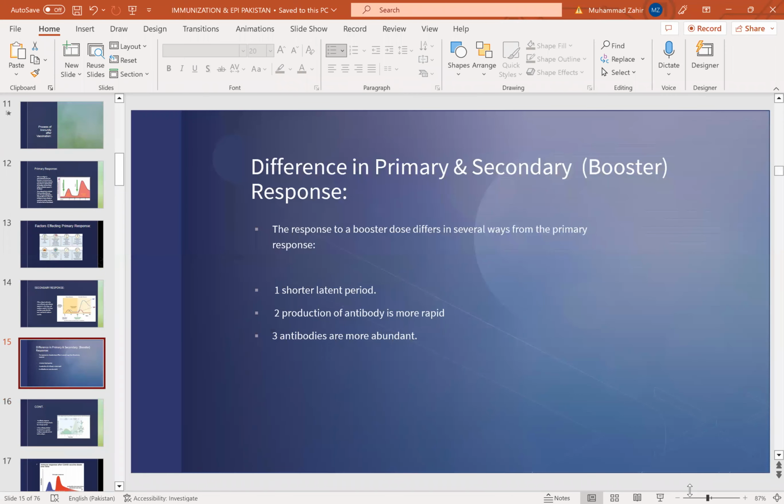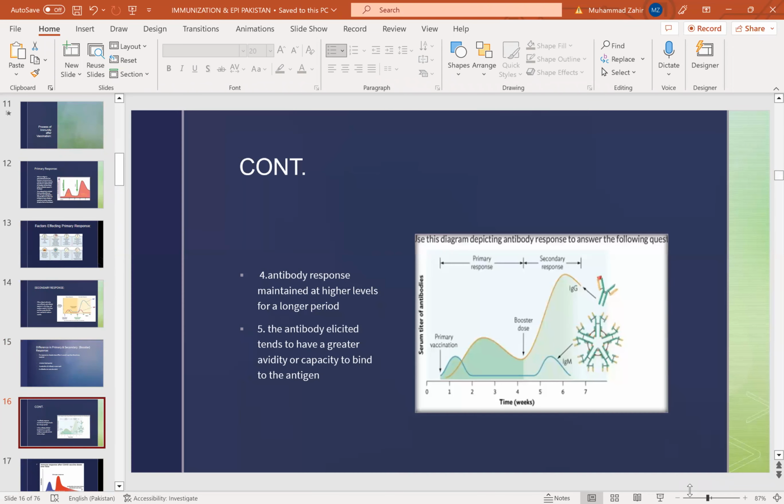Difference in primary and secondary booster response. Primary has a shorter latent period. In the secondary response, production of antibodies is more rapid. Antibodies are more abundant, and the antibody response is maintained at higher levels for a longer period. The antibodies elicited tend to have a greater capacity to bind to the antigen.